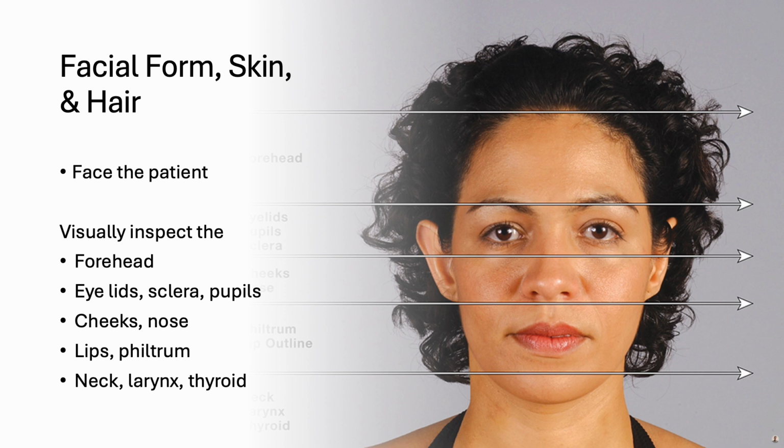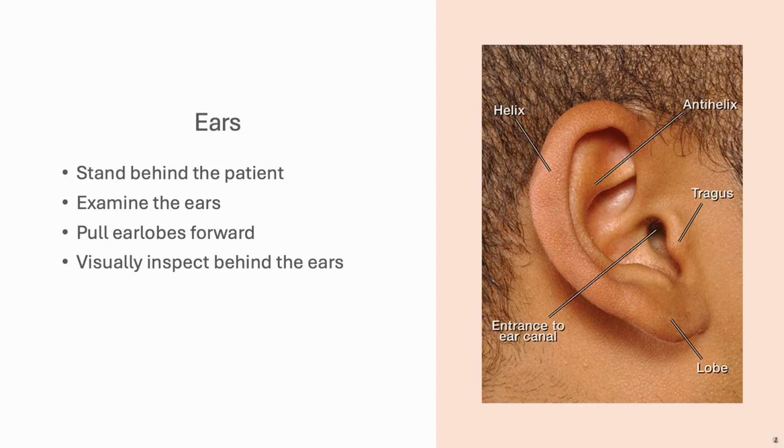Face the patient and visually inspect all areas of the face systematically, starting at the forehead and ending at the neck. Position yourself behind the patient. Examine the right ear by pulling the earlobe forward and visually inspecting behind the ear. Then repeat to the left ear.